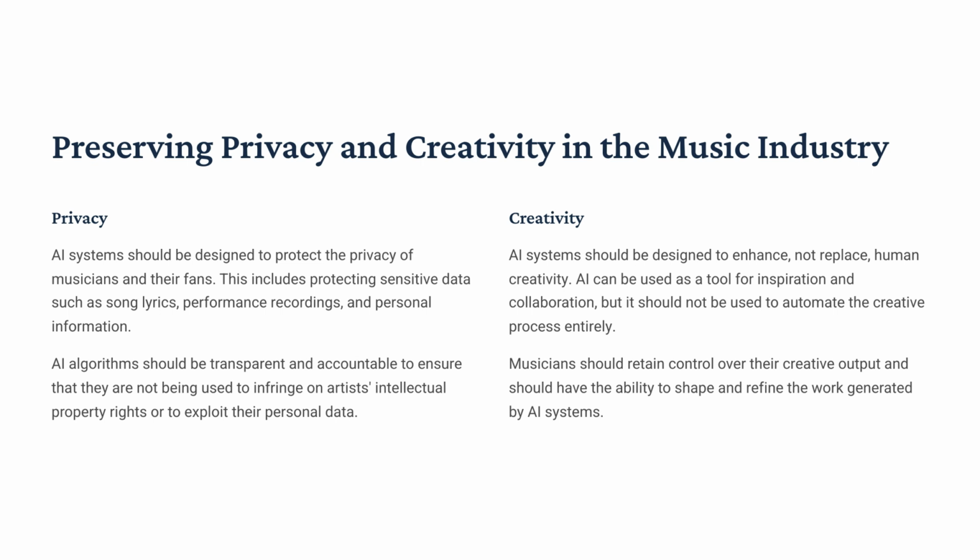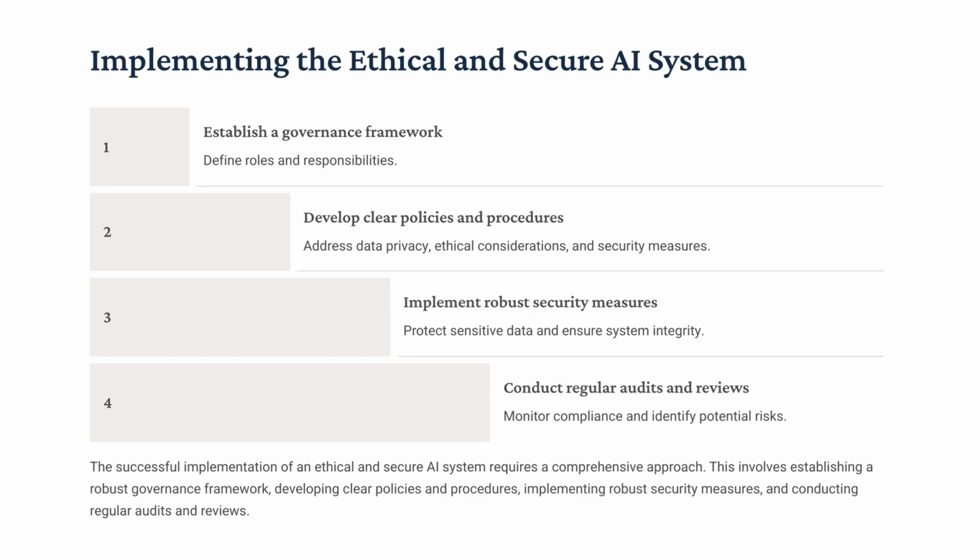That's kind of the flip side on the creativity side of it, that you don't want creativity to go the bad way. So implementing the ethical and secure AI system, we want to make sure that, number one, we establish a governance framework, define roles and responsibilities. Two, we want to develop clear policies and procedures, and we're addressing data privacy, ethical considerations, and security measures. Three, we're implementing robust security measures, and we're going to protect sensitive data and ensure the system integrity.